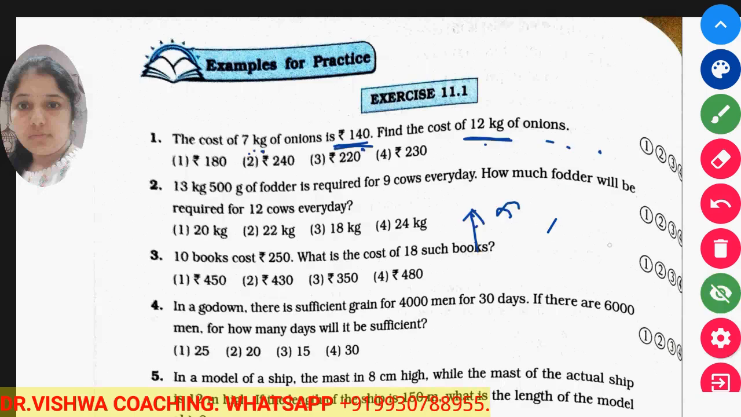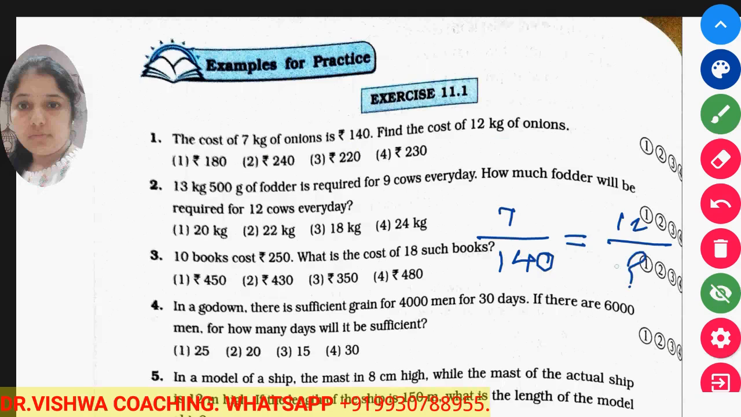So if 7 kg cost 140 rupees, how much do 12 kg cost? We assume this as x. So x is equal to 140 into 12 upon 7. Now solve the equation. 7 ones are 7, 7 twos are 14, it becomes 20, and 20 multiplied by 12 is 240. So the cost of 12 kg onion is 240 rupees. When there is direct proportion, we write like this.